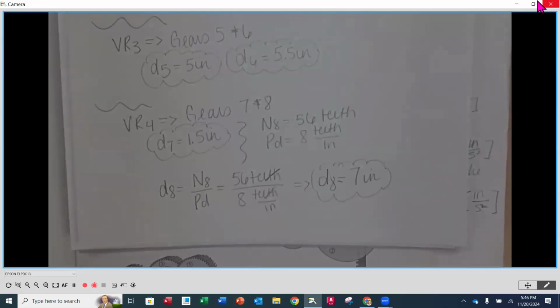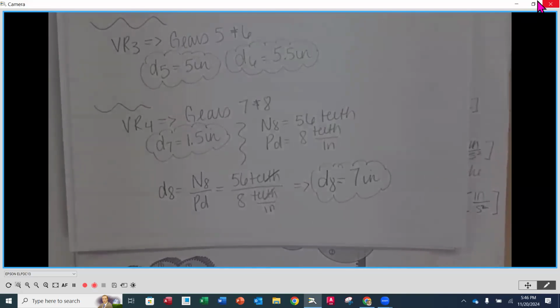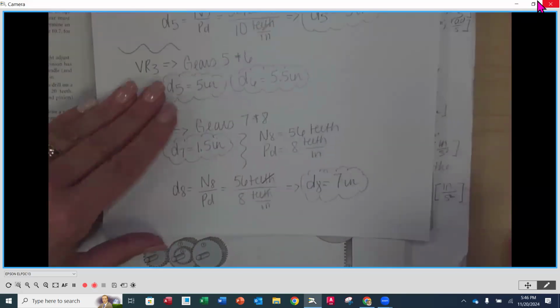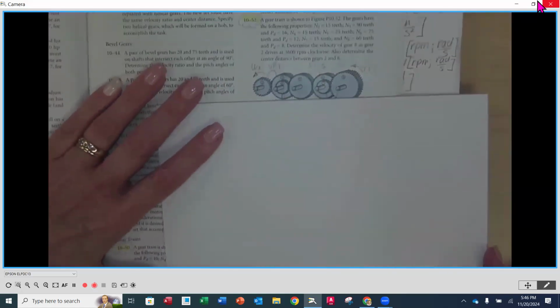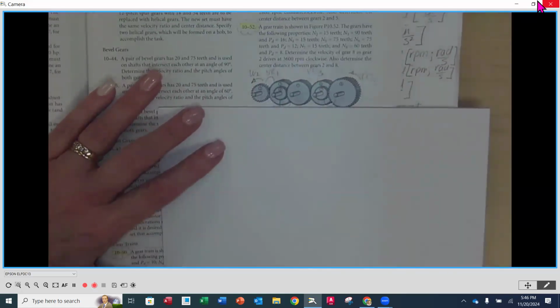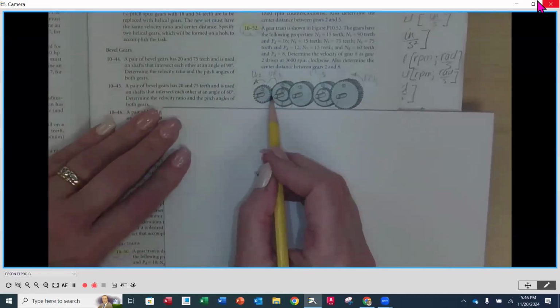So now we have the pitch diameters for all of the gears in the train. So just like last time, instead of waiting, let's do the center distance next since we have all these done. Okay. So I'm going to go over here. We're going to look at our diagram because we have an idler. I want to see how that idler affects things.